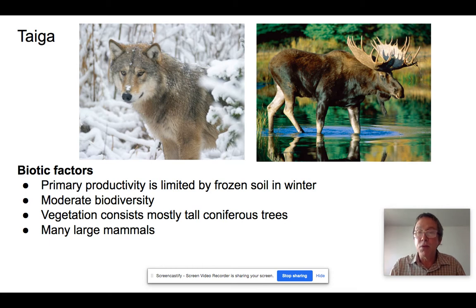Biotic factors would be a bit more primary productivity because you have a longer growing season, which allows for a little bit more biodiversity. One thing you need to know is the main plant life there is going to be conifers, and also you have quite a few large mammals. Many of them are migratory.